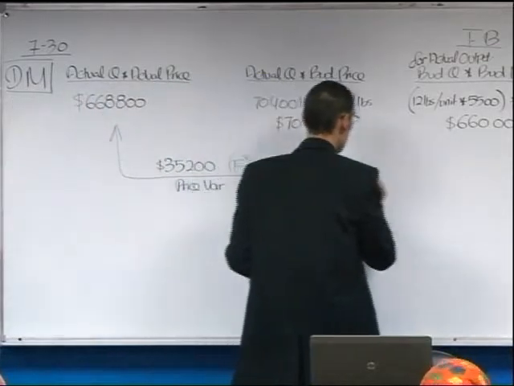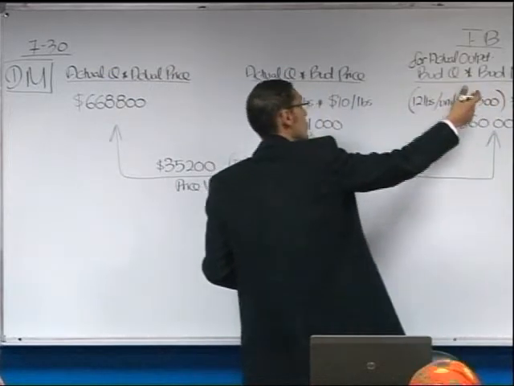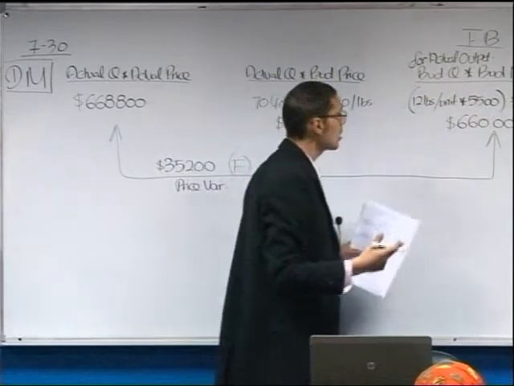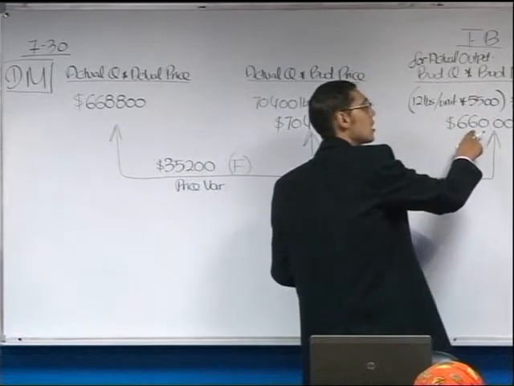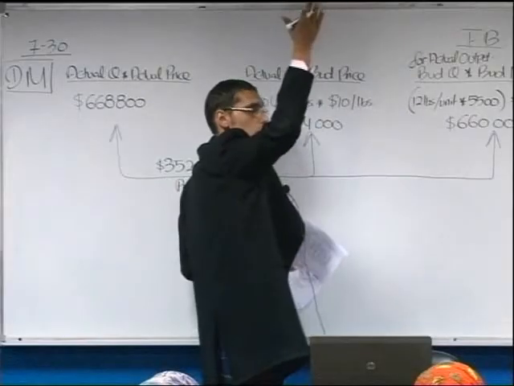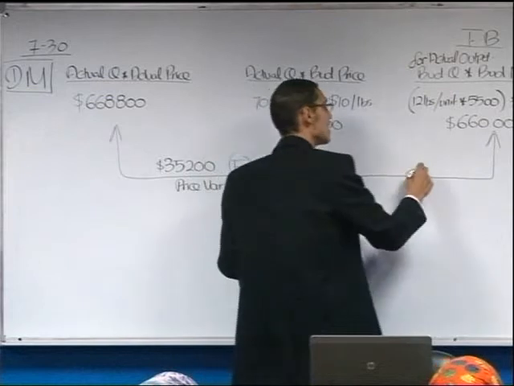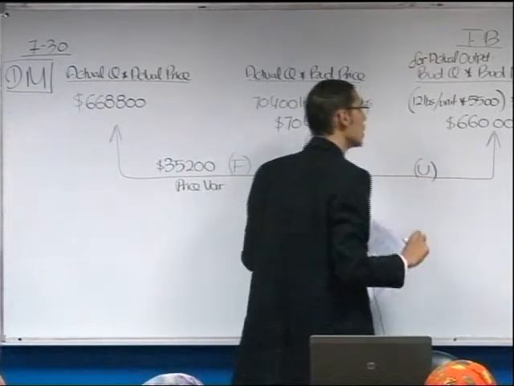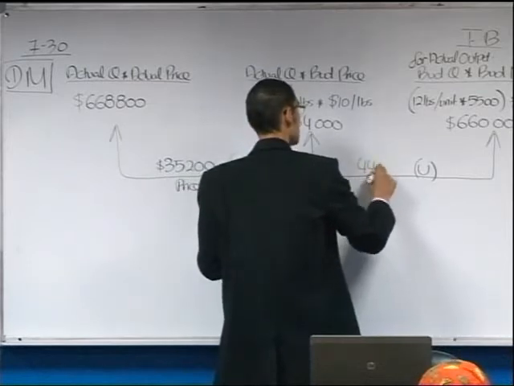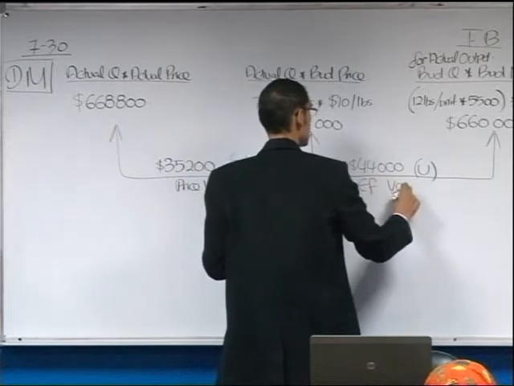Now, we need to compare the flexible budget, which is the budgeted quantity multiplied by the budgeted price, with the actual quantity multiplied by the budgeted price. Therefore, as we can see here, we should have incurred $660,000, but instead we incurred $704,000 because of the increase in quantity. Therefore, this is an unfavorable variance. Of course, the difference between the two is $44,000, which is an efficiency variance.